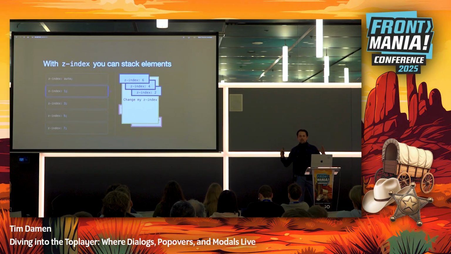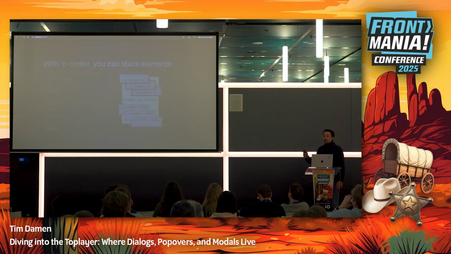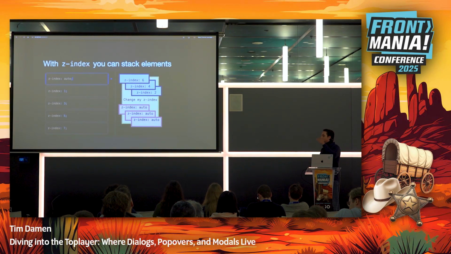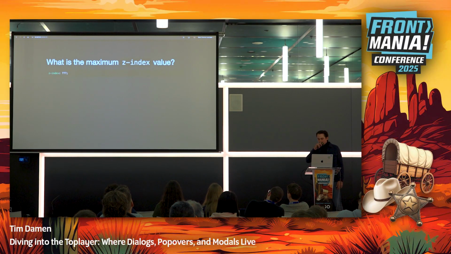If you have lots of elements, you might recognize this. We have lots of elements, and then somehow you end up adding a value of 99999 to the z-index. Yeah, I see some people nodding. Yeah, indeed. We have been there. So actually, the top layer is here to help you, because the top layer is on top of all the z-indexes, like I will show in one of my later slides.